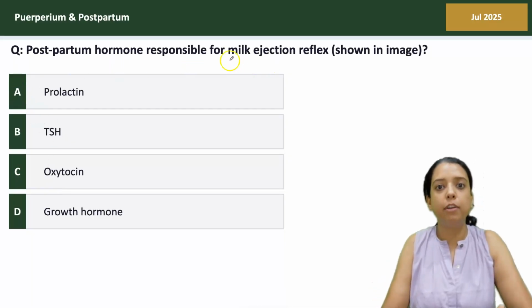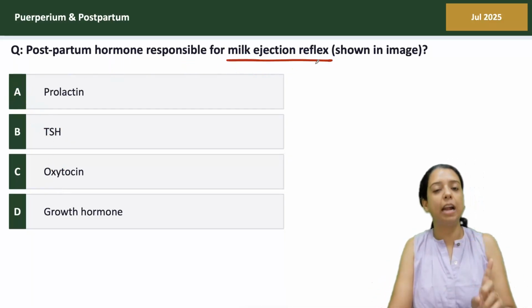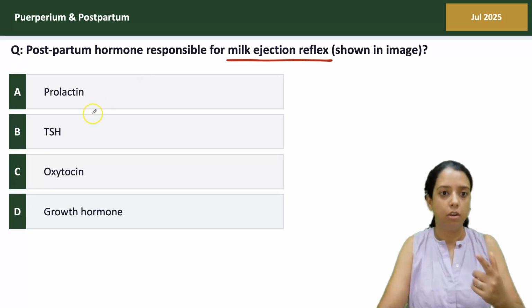Postpartum hormone indispensable for milk ejection. We have seen that for milk ejection. Okay.